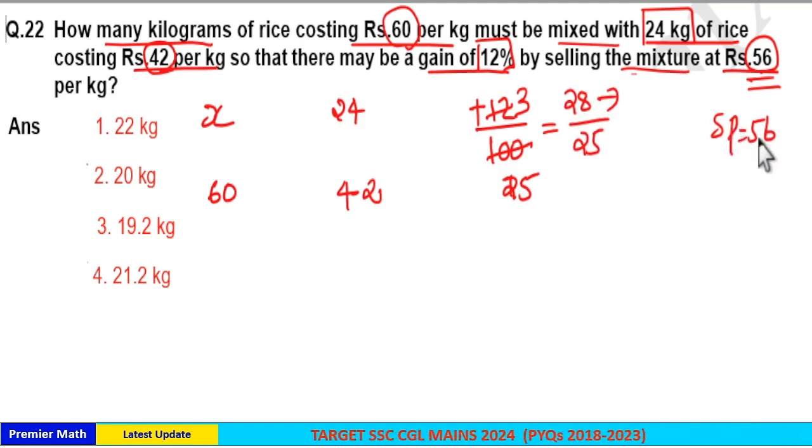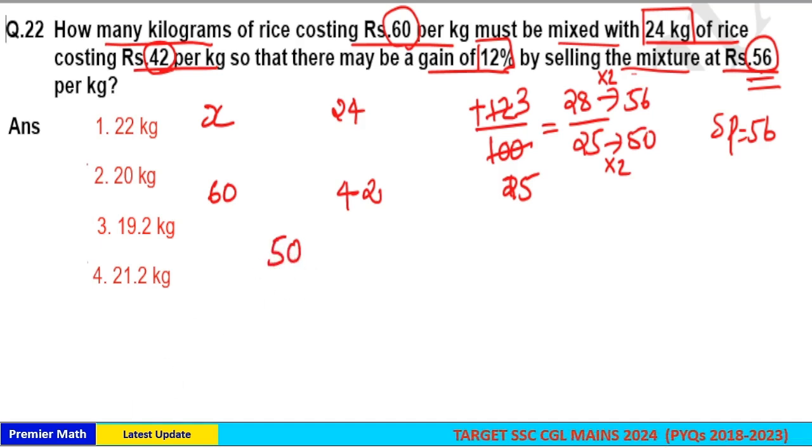But here the selling price is given as 56. 28 into 2 is 56. 25 into 2 should be 50. So cost price should be 50. Which means here the cost price of the first variety is 60 per kilogram. The cost price of the second variety is 42 per kilogram. So when you mix these two together, this mixture's cost price should be 50 per kilogram.